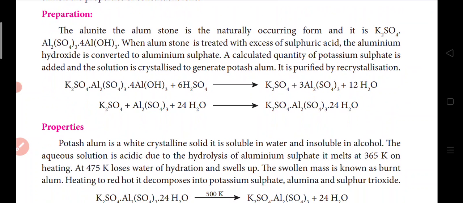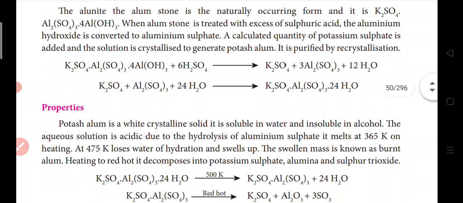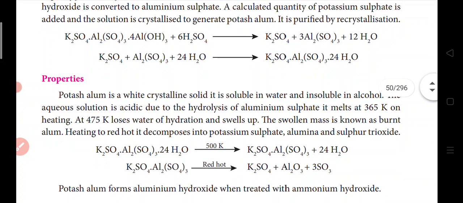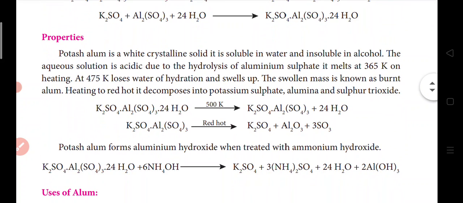From alunite, if we treat it with excess of sulfuric acid, the aluminium hydroxide gets converted into aluminium sulfate. We then take a calculated quantity of potassium sulfate with that aluminium sulfate, so that it starts to crystallize as alum. Clear? Next is their properties.